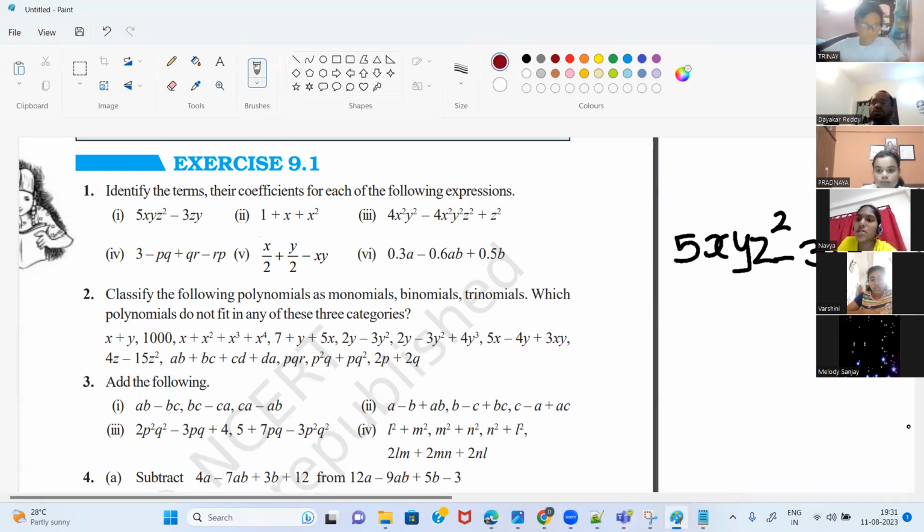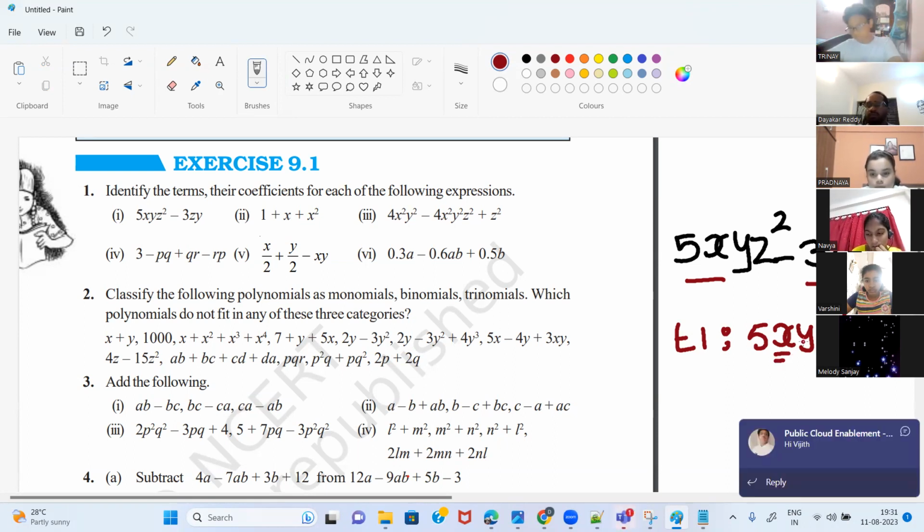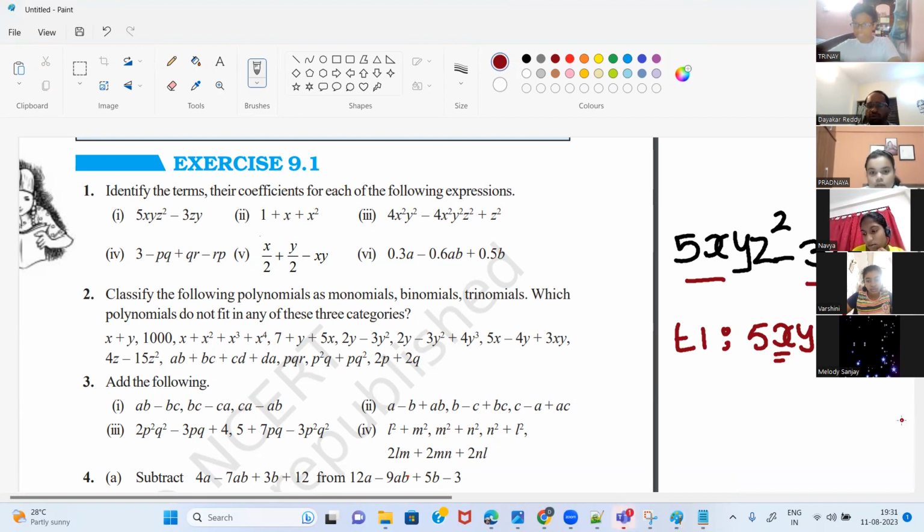Two terms, right? What is term one? 5xyz square. Now their coefficients in each expression. What is the coefficient of x? yz square, very good. You need to write that the coefficient of x is equal to 5yz square.